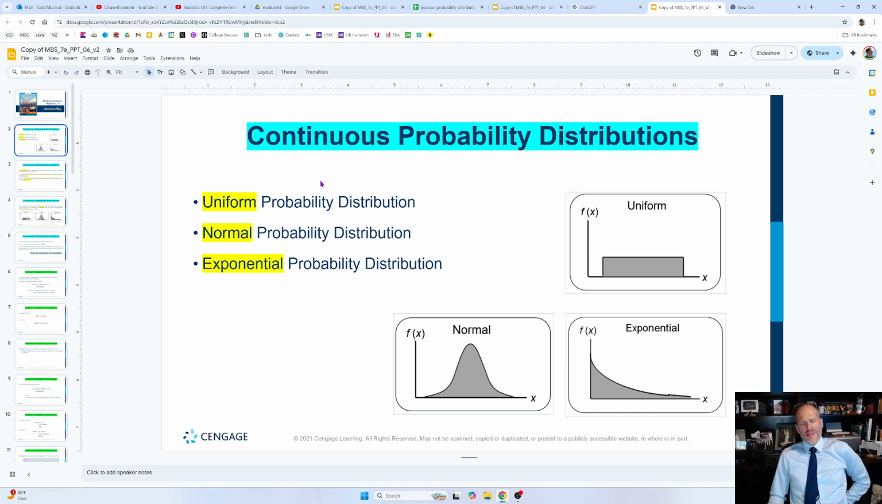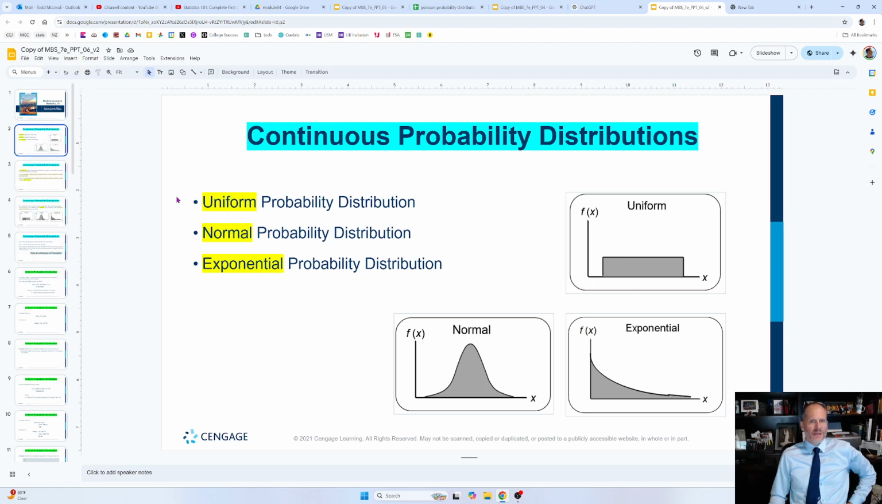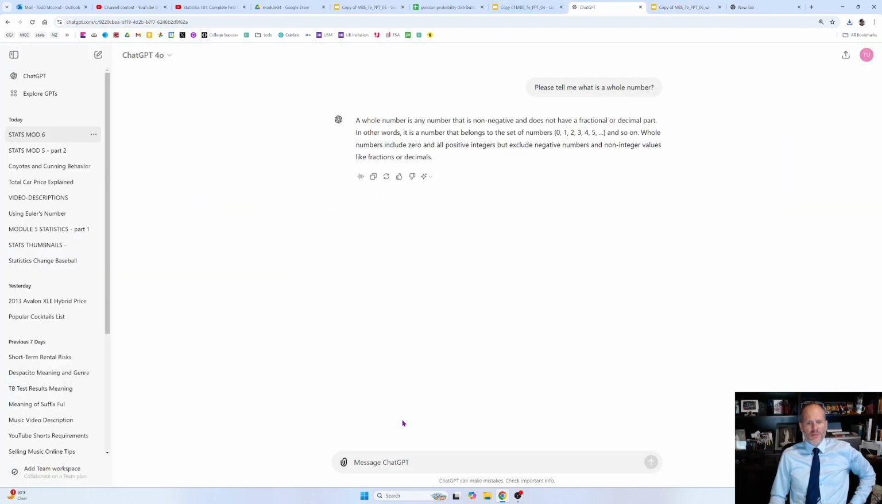And so we'll learn about these different probability distributions. And to begin learning about them, I'm going to download this slide as a PNG. I'm going to go to ChatGPT and say, can you please explain the information on the attached slide image.